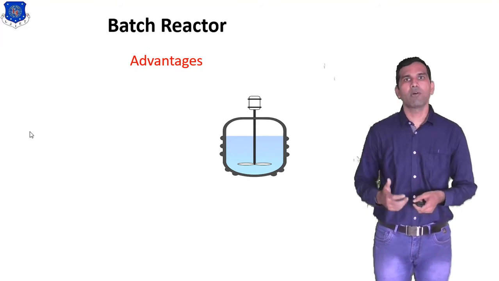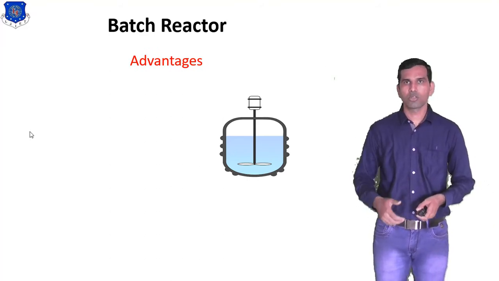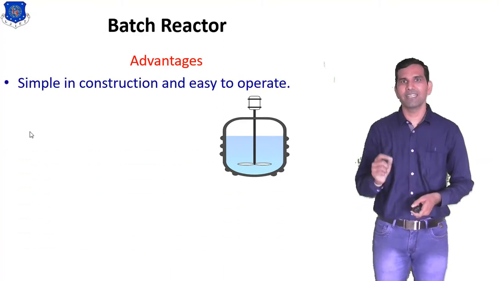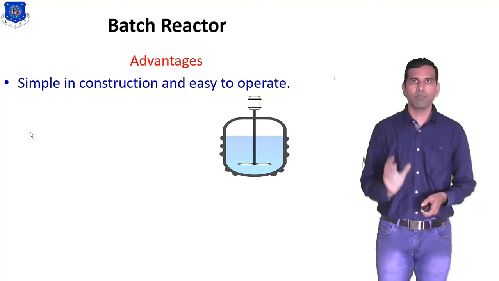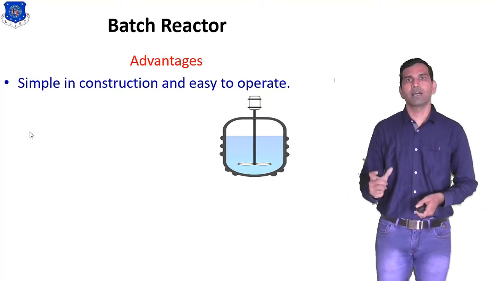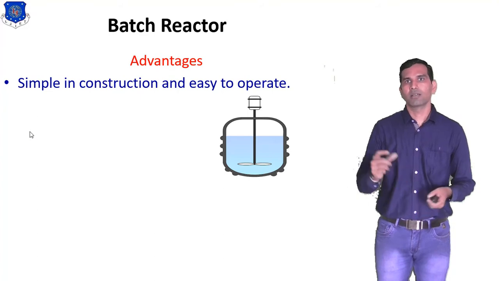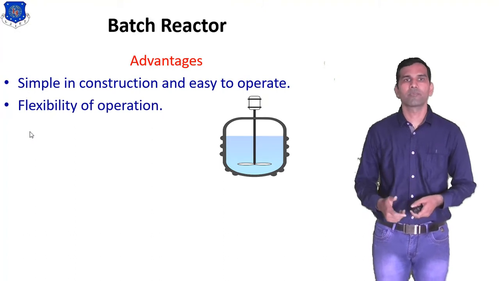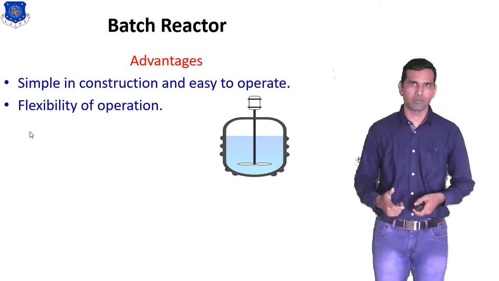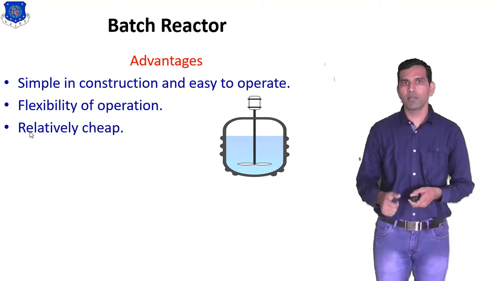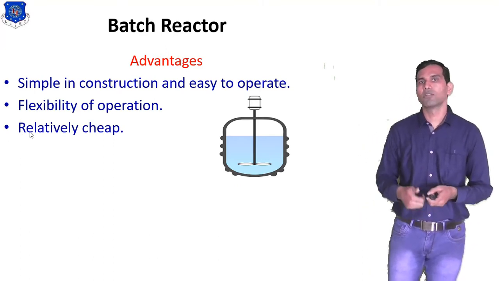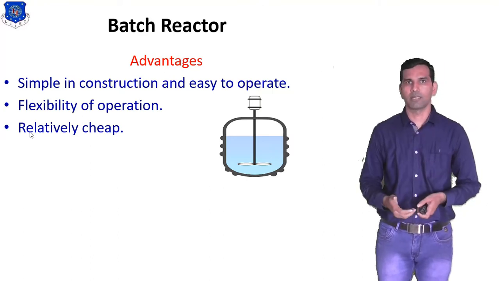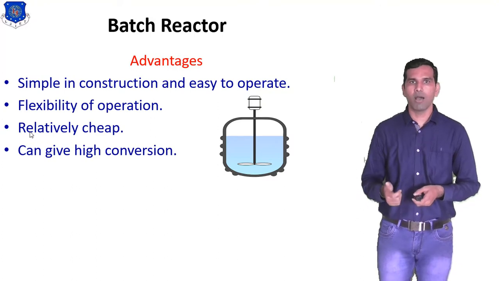Now we discuss the advantages of the batch reactor. First advantage is simple in construction and easy to operate. That means compared to other reactors, it has simple construction and is easy to operate. Next advantage is flexibility of operation. Third is relatively cheaper. That means this reactor is relatively cheaper as compared to other reactors. Next is that it can give high conversion.